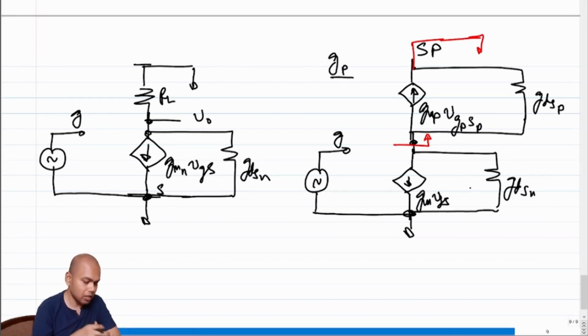So we will start the next lecture from this position, and we will see how using a PMOS will help us break the trade-off between the quiescent drop and the achievable gain, right? Okay.